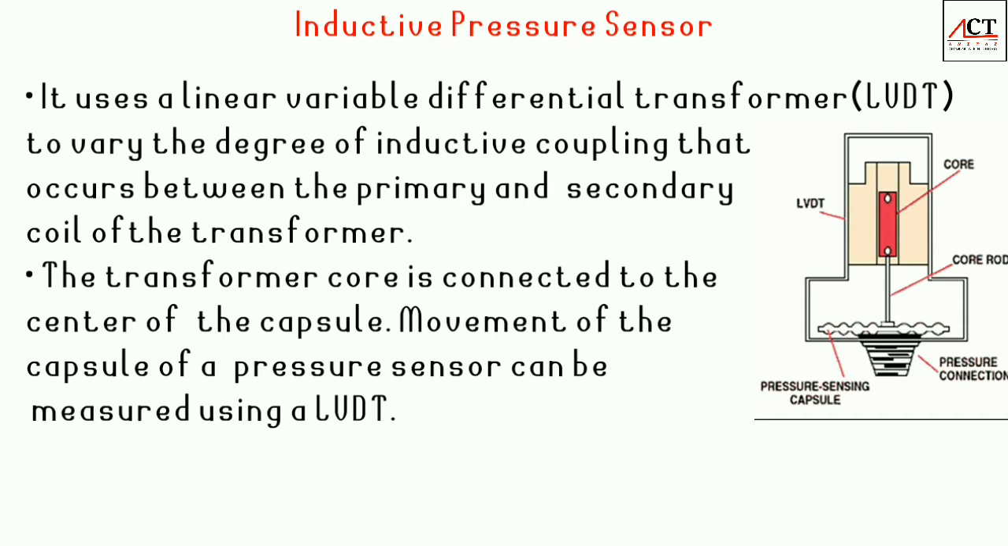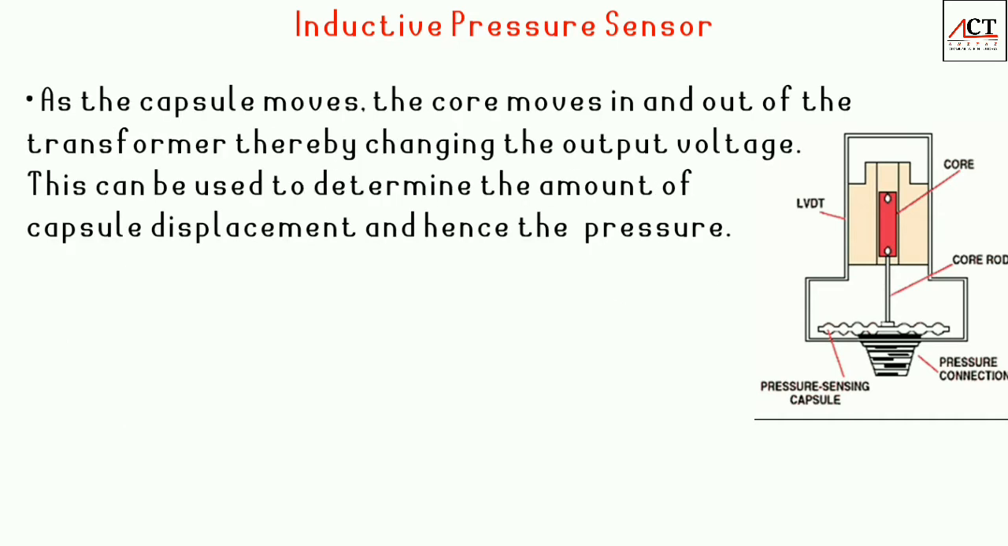The core of the LVDT is connected to the center of this capsule. The movement of the capsule of the pressure sensor can be measured using this LVDT. The output voltage depends upon the movement of the core, which is connected to the capsule, which is sensing the pressure. So as the capsule moves, the core moves in and out, thereby giving an output voltage.